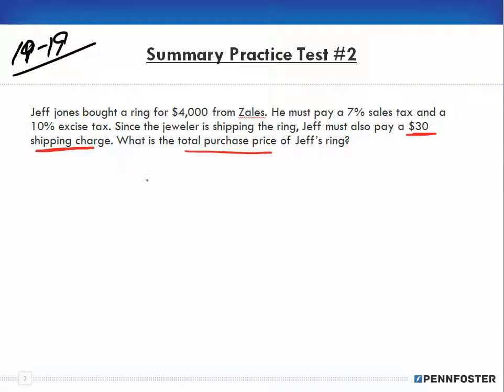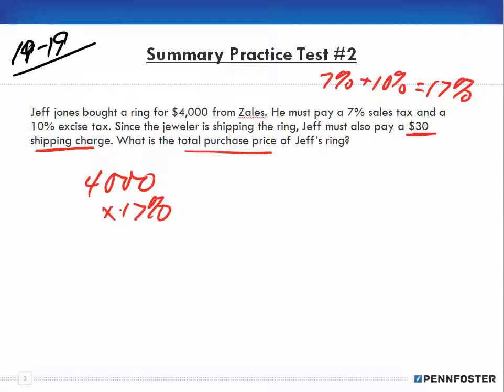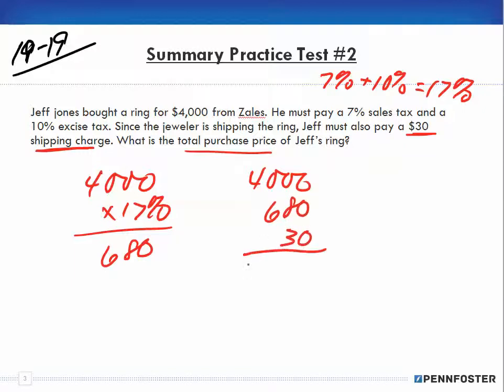So if I have 7% for sales plus 10% for excise, that's 17%. I take 4,000 times 17%, which is 680. Then I take my 4,000, add the 680, and add the 30, and it gives me 4710.